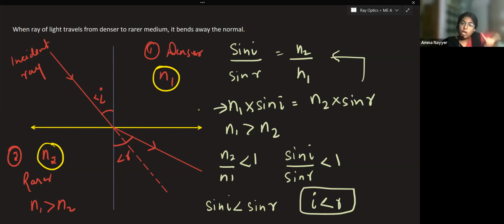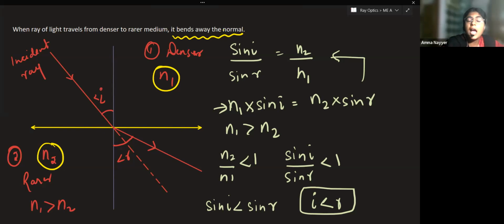Now, always remember, it bends away from the normal. How? First, look at this. N1 into sin i is equal to N2 into sin r, and N1 is greater than N2. It means N2 by N1 is less than 1. And what is N2 by N1? N2 by N1 is sin i by sin r. So this means sin i by sin r is less than 1. Sin i is less than sin r. i is less than r. It means this angle is now narrower and this angle is broader.